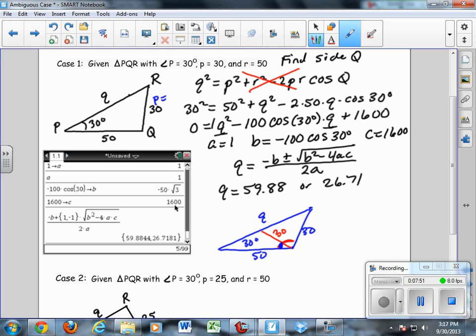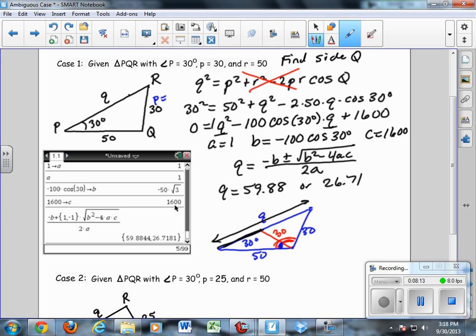And so this side 30 kind of pivots. It could go either here, and that's probably not a very good drawing of where it could go because that doesn't look the same length, but it could go 2 different places. So side Q could either be this length from here to here, or it could be all the way from here to here. So it's 2 different triangles.